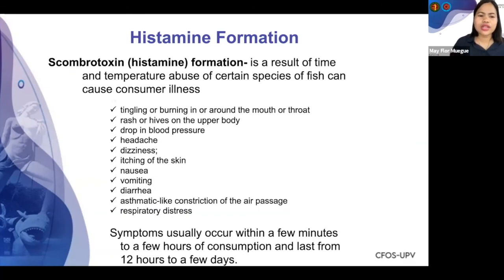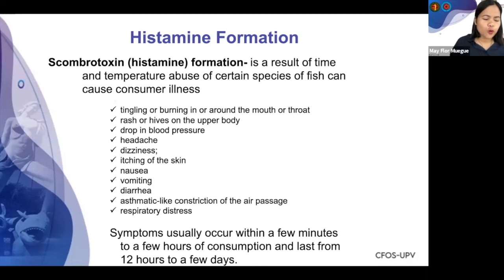Ayan, so this slide simply gives you the information about histamine, no? It is a result of time and temperature abuse of certain species of fish. No, and take note, histamine formation can cause an illness and can give you these symptoms. All right? And take note na once na-form na yung histamine, it can no longer be eliminated kahit pa iluto mo yung product.